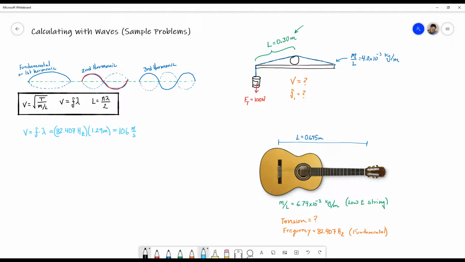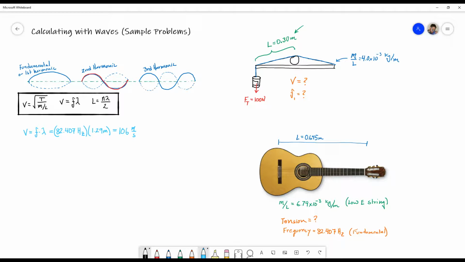So this wave that's moving on this string, which is actually going to move in two different directions to be able to create that standing wave, moves at 106 meters per second. That's pretty amazing on that vibrating string itself. That's the first part to get me to the tension.